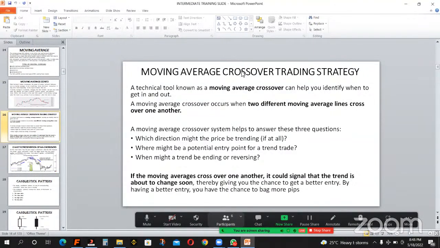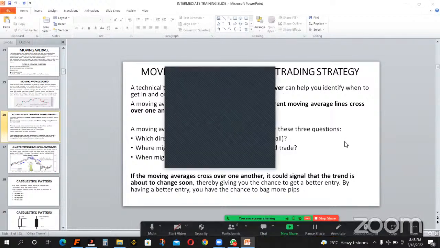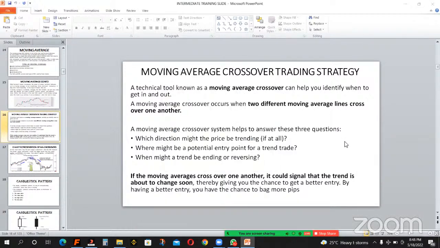I said we use moving average to identify trend. When we say the trend, we say, is the trend bullish or is it bearish? We use moving average to achieve that. Secondly, we use moving average for entry and exit. We use moving average as support and resistance. We use it as entry and exit, and we use it as trend identification. These are the three ways we use moving average.